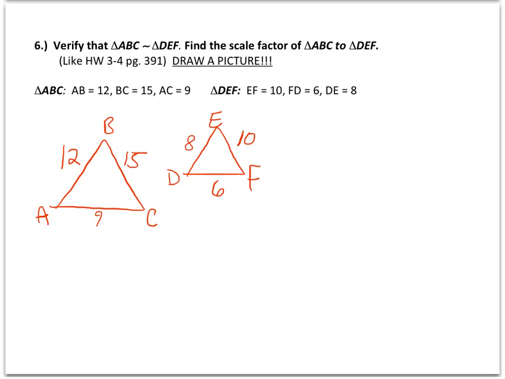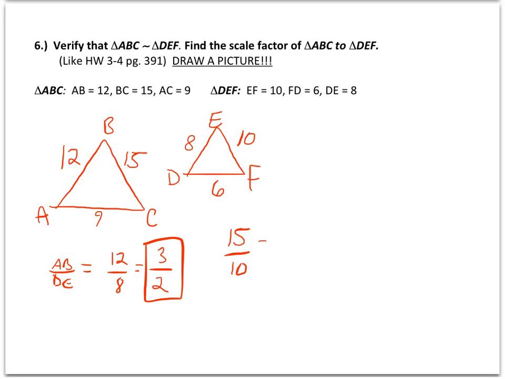First thing I'll do is I'll take the ratio of AB to DE, and that's equal to 12 over 8. So I'm going to write 12 over 8. Simplified, well, 4 goes into 12 3 times, and 4 goes into 8 2 times. My scale factor is 3/2. Now, if that's true for all of the other sides, I'm good to go. So let's try it. 15, this is side BC, divided by 10, that's side EF, is equal to, well, 5 goes into 15 3 times, 5 goes into 10 twice, 3/2. Same scale factor, we're on the right path.